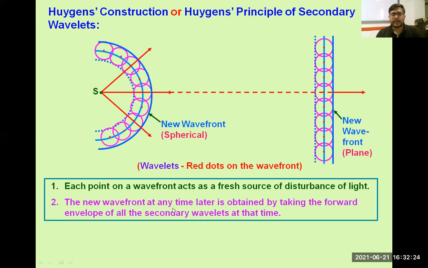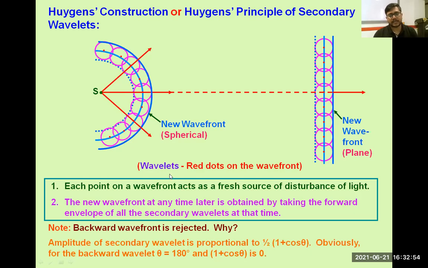Second, the new wavefront at any time later is obtained by taking the forward envelope of the secondary wavelets at that time. So any new secondary wavelet that we form will again form its own wavefront, and that is called the new wavefront, which is also spherical in nature, because for a point source the wavelet is spherical. And I explained just now that the amplitude is given as half of 1 plus cos theta. So cos 180 is 0. Is it clear now?